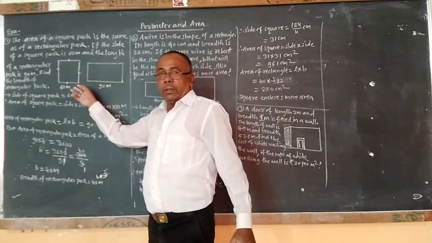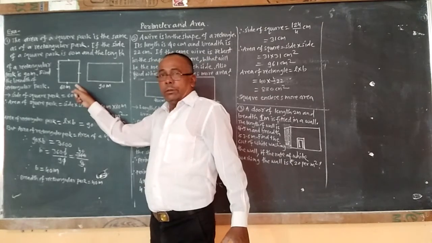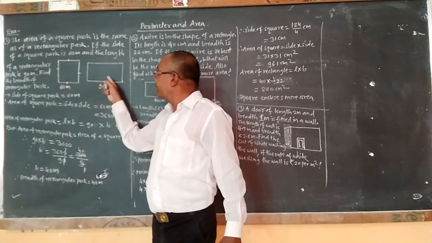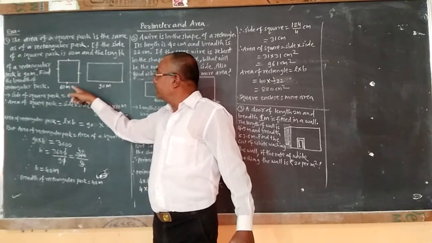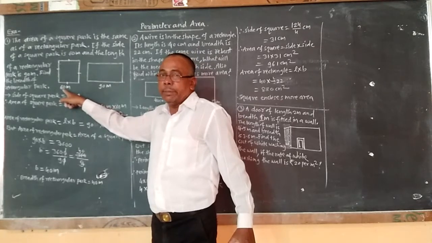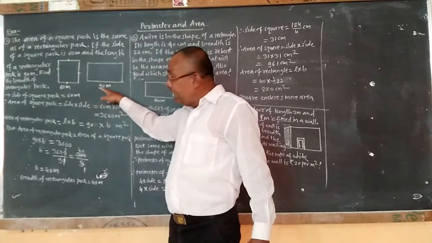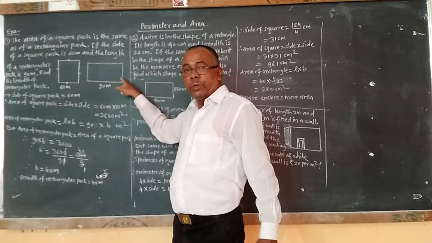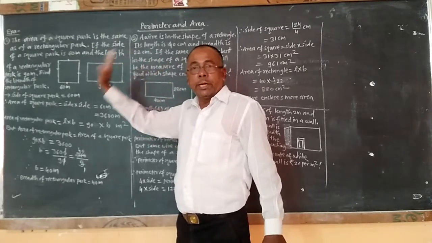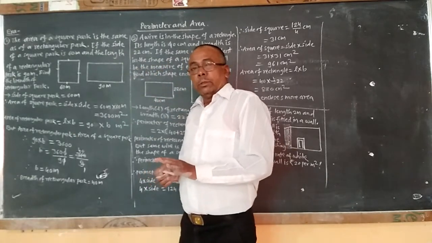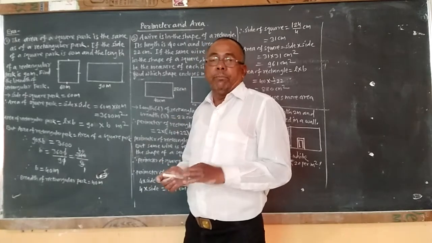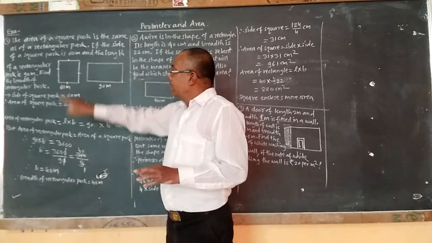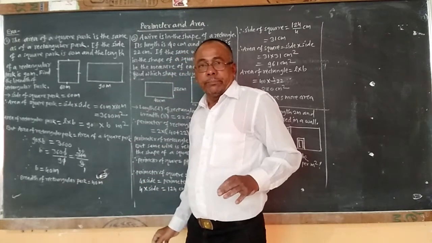Here I have drawn the figures of the square part and rectangular part. Here the side of the square part is given as 60 meter and only the length of the rectangular part is given, 90 meter, and we have to find the breadth of the rectangular part. To solve this example, first of all, we will find the area of the square part.